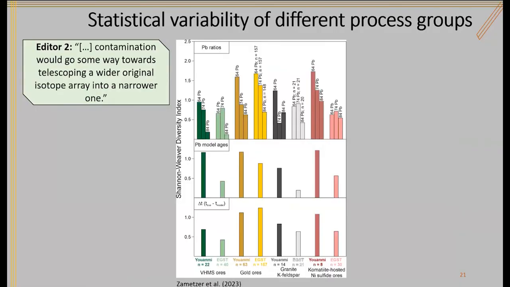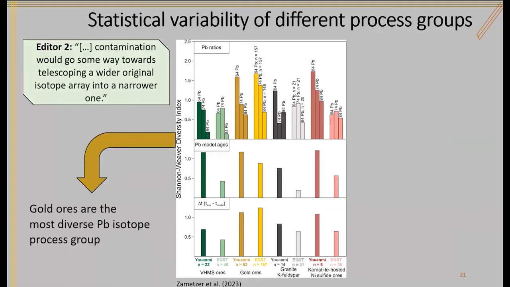And I use the Shannon-Weaver Diversity Index, which is a frequent tool that is used in ecology to quantify the diversity of different species in specific habitats. Now, our species here are lead isotope ratios, lead model ages, and also delta T. The higher the index, the greater the variability. And we have some interesting patterns in here. Again, gold ores appear to be the group that have the most diverse lead signatures, which makes sense because, again, potentially the widest variety of lead sources.